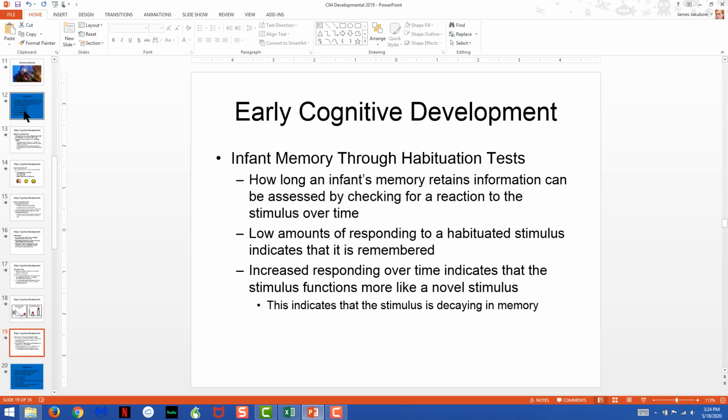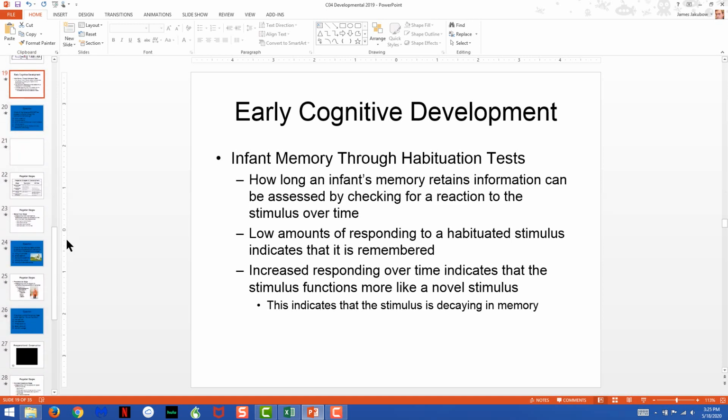But that's exactly how it works because you're using habituation in this case, not a verbal response to recognize what had happened, but whether or not habituation is actually being used as an assessment. And that's a very important point to keep in mind. So let's take a look at this basic process. How long an infant's memory retains information can be assessed by looking for a reaction to that cue. So low amounts of responding to a habituated stimulus indicates that it's remembered, and increased responding over time indicates that the stimulus functions more like a novel stimulus, which indicates that the child has forgotten the cue over time.